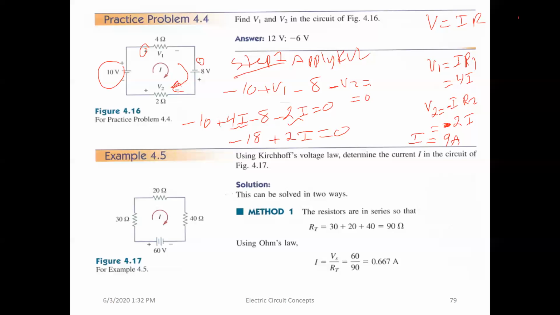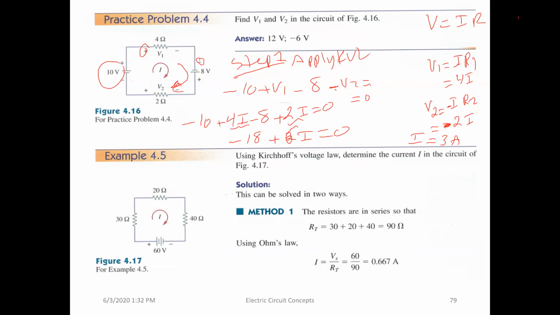2I. So when we plug it into this voltage here, this minus and the minus here, so minus times minus is a plus. Okay, so this will be 6. So 4I plus 2I is 6I. So then I will be 3 instead of 9. So this will be 3 amps.